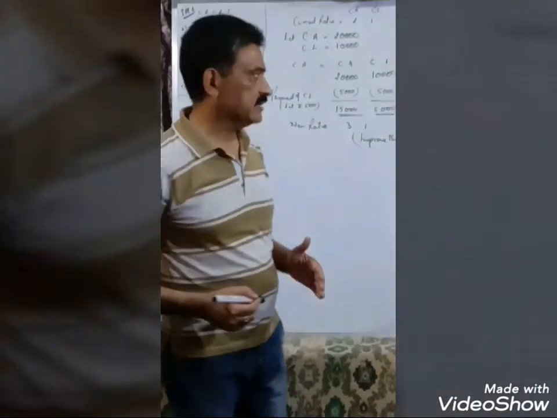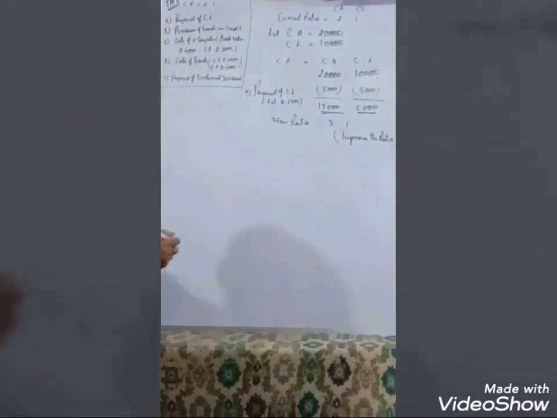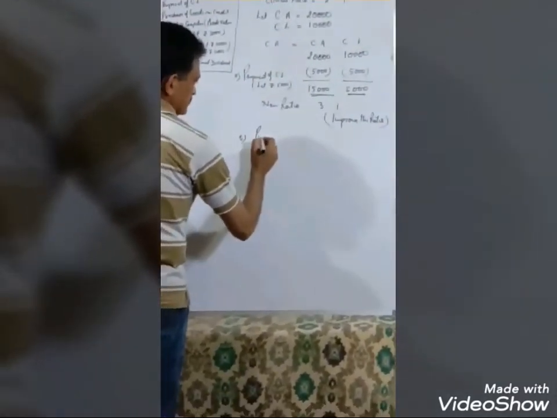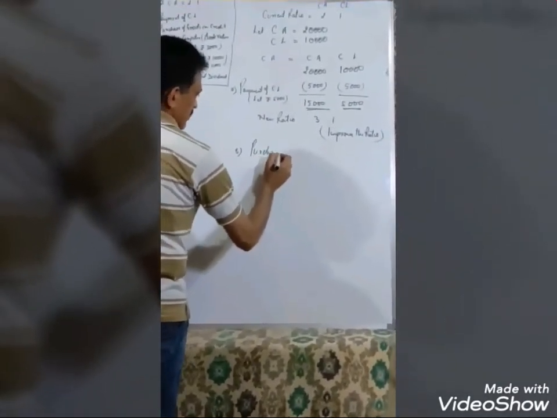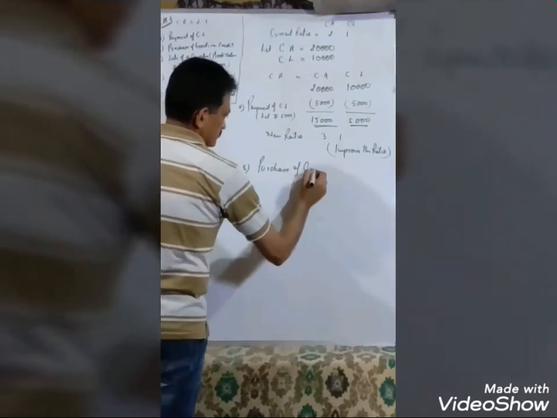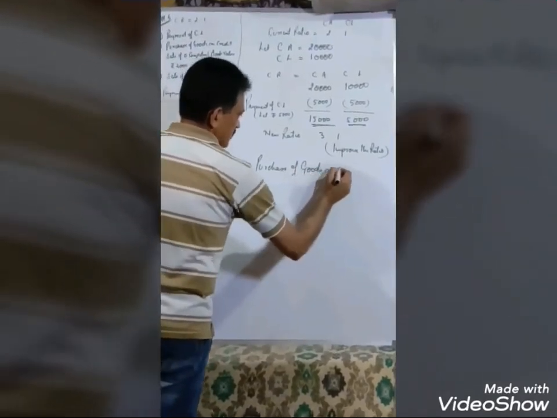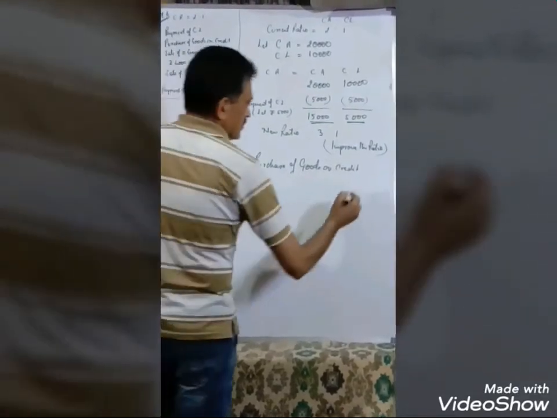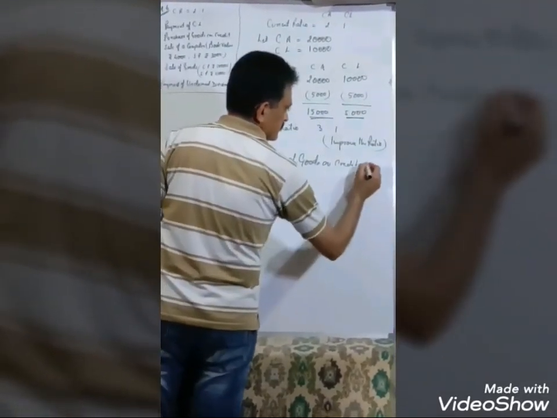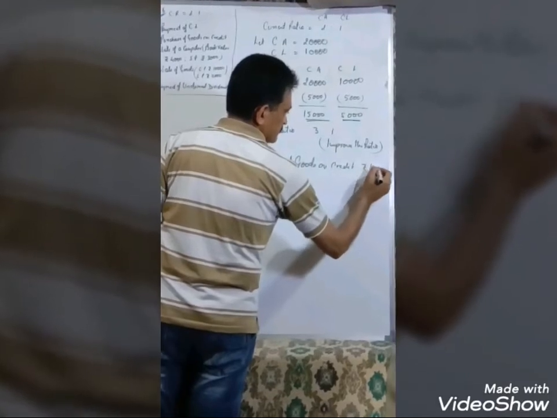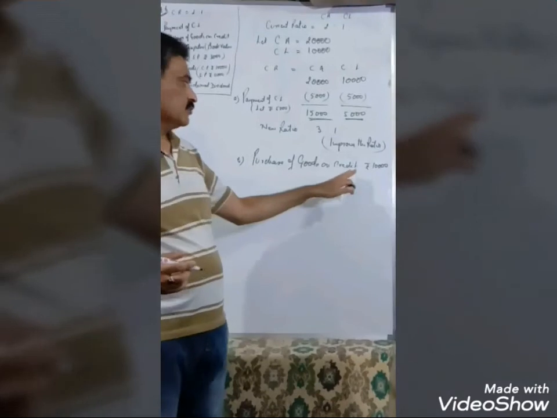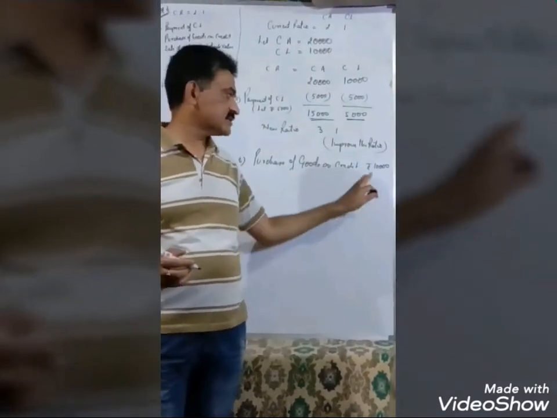Now we take another transaction, purchase of goods on credit. Let it be rupees 10,000. We had assumed of the goods that are purchased on credit rupees 10,000.